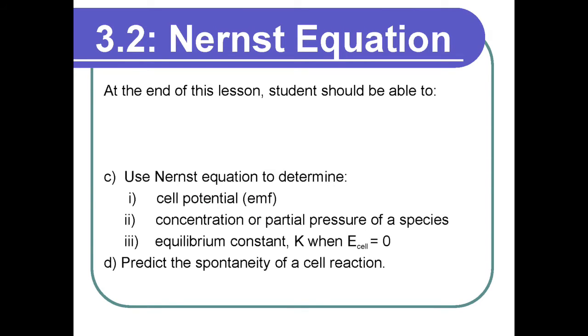In this video, we are going to learn about 3.2 Nernst Equation. At the end of this lesson, students should be able to use Nernst Equation to determine cell potential, concentration or partial pressure of a species, or equilibrium constant K when E cell is equal to 0. And lastly, predict the spontaneity of a cell reaction.